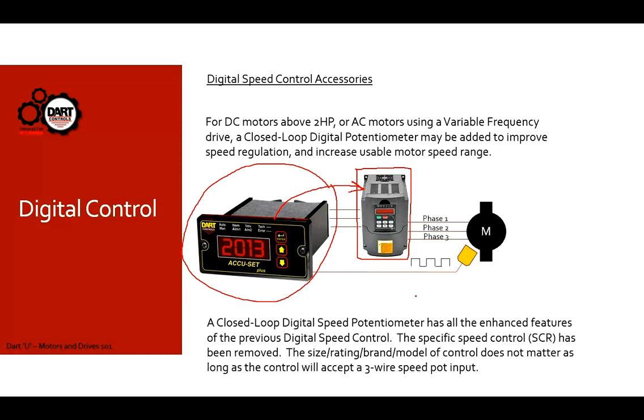So this is a closed loop. Notice the encoder here. This is a closed loop digital speed pot. It has all the features of a digital motor control. It is, however, not limited by the control or the SCR current and voltage ratings. So in other words, we can use this accessory with any brand, any size, any model, any type of speed control, AC or DC, that will accept a 3-wire speed pot input.